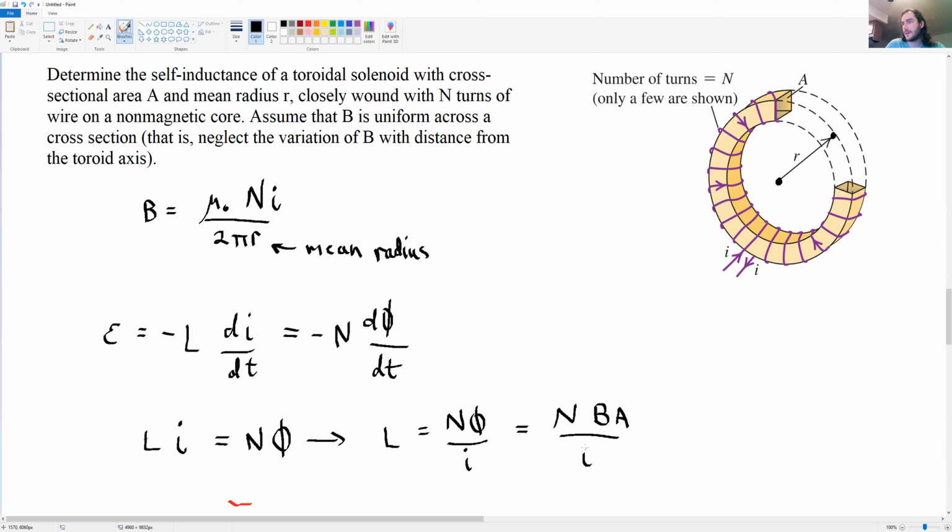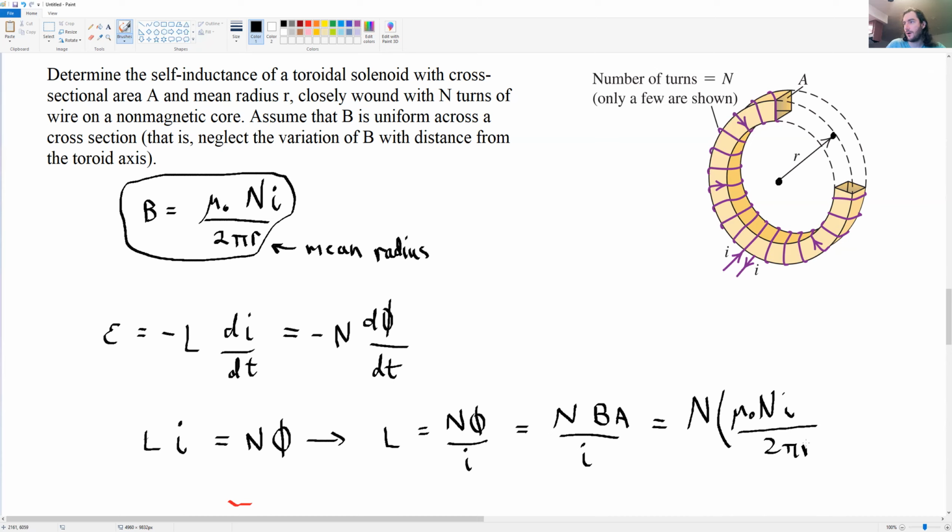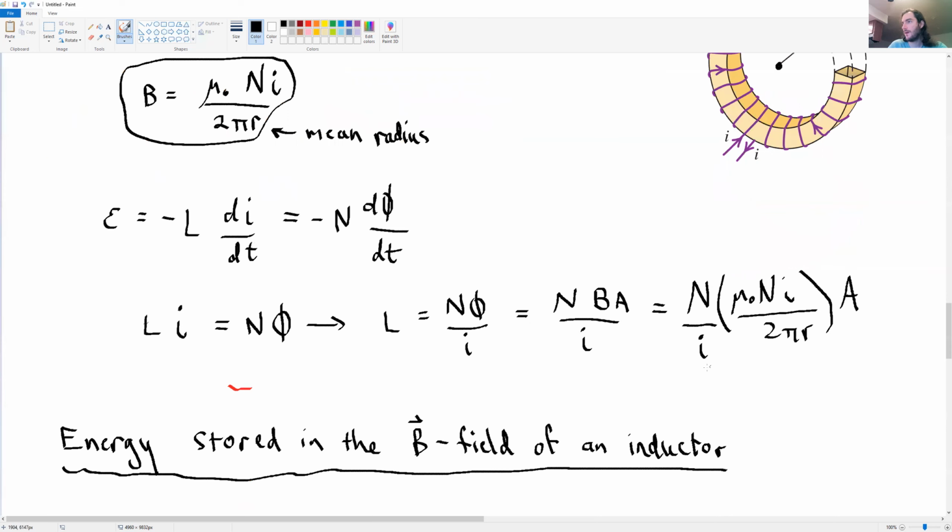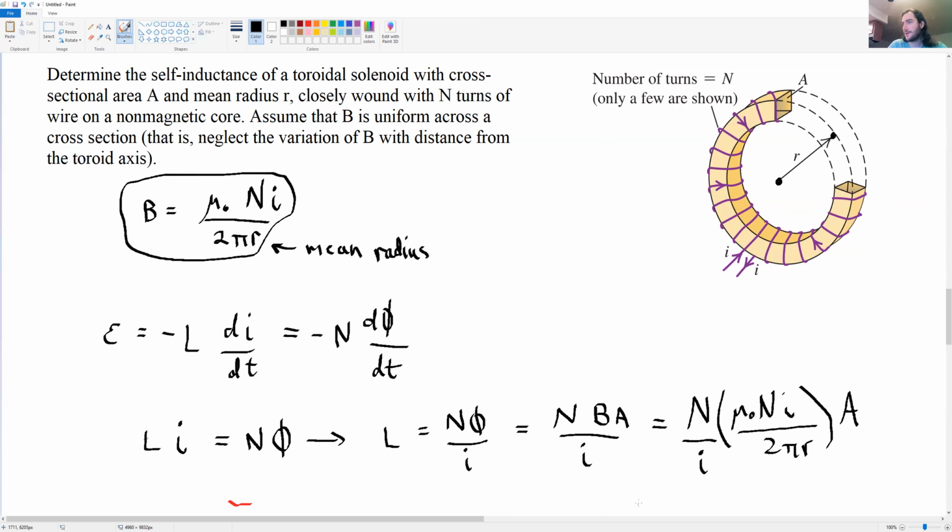Let's not forget to divide this by I. And then let's substitute in what we were given here for the magnetic field of the toroidal solenoid. So N times mu 0 N I over 2 pi R. R is the mean radius. Let's not forget to divide by I, and let's not forget to multiply by A. And we'll get a little bit of a cancellation here. The I's will cancel.